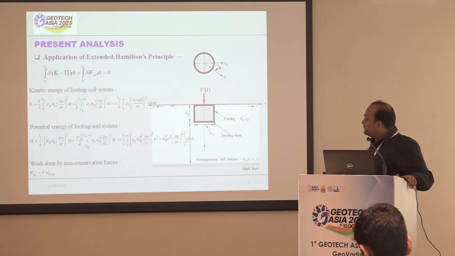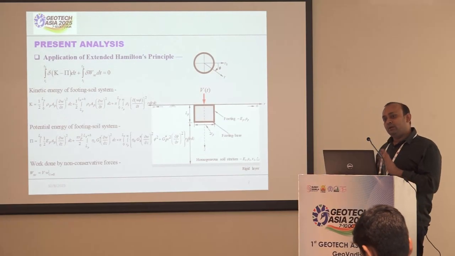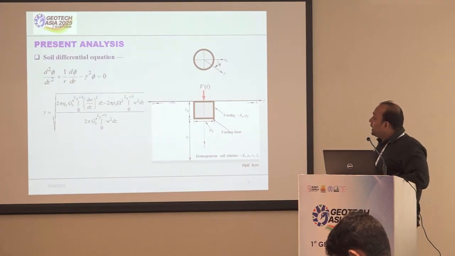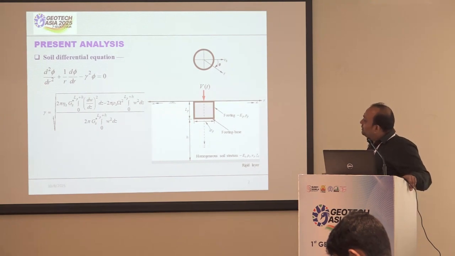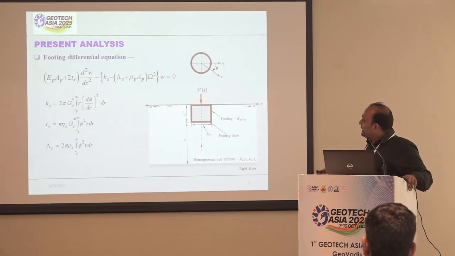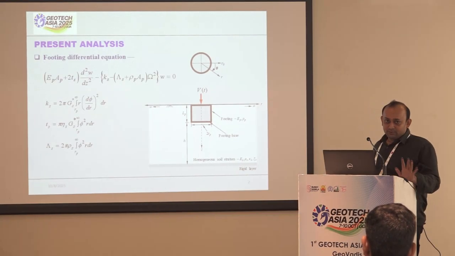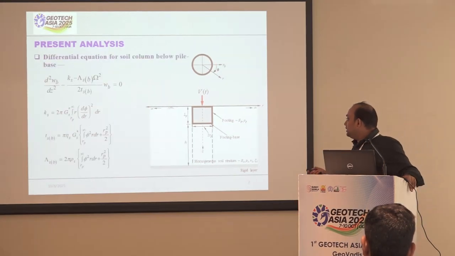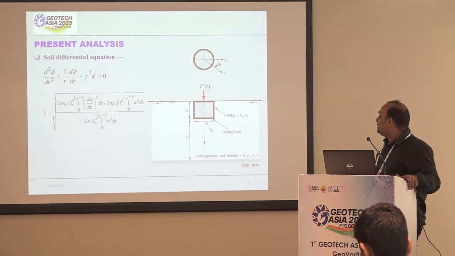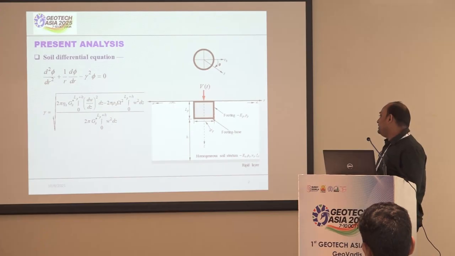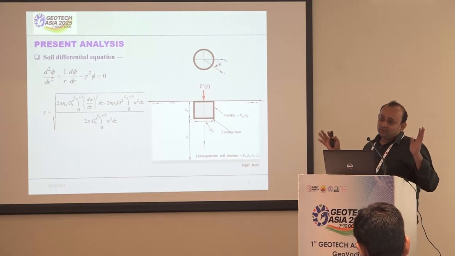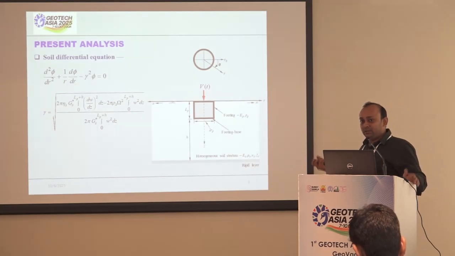So we put all these equations in this particular equation, and then we do the necessary mathematics, the variational principle. We arrive at the differential equation for the soil, for this part of the soil domain, and then we arrive at the differential equation for the footing. Okay? So let's go back to the first differential equation. This differential equation contains the parameter gamma, which describes the rate of decay of the soil displacement with increasing radial distance from the footing interface.